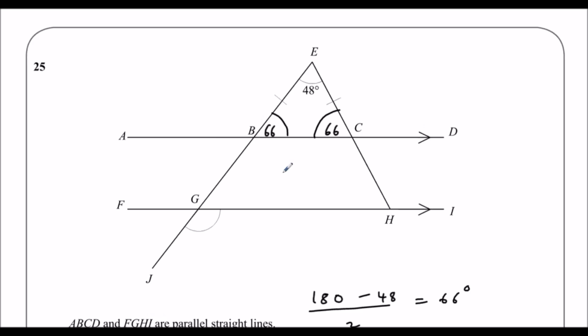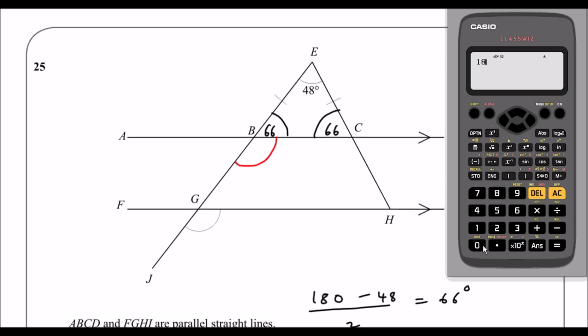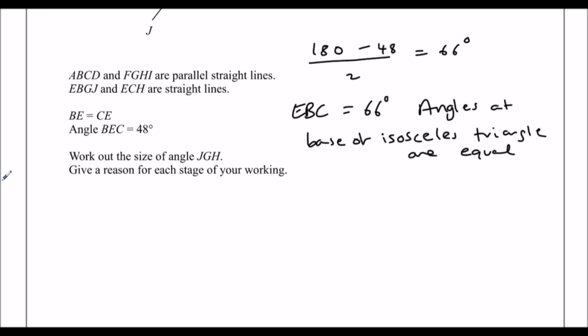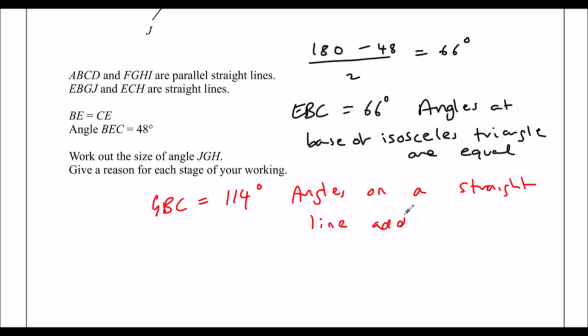We can then work out this angle here. Angles on a straight line add up to 180 degrees. So 180 take away 66 is 114. So GBC equals 114 degrees. Angles on a straight line add to 180 degrees.